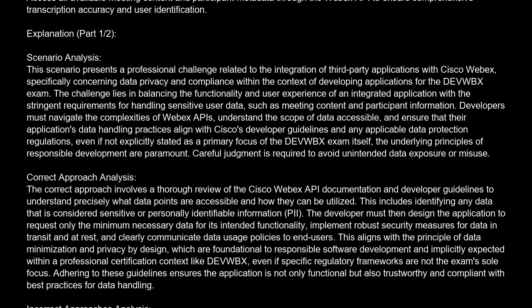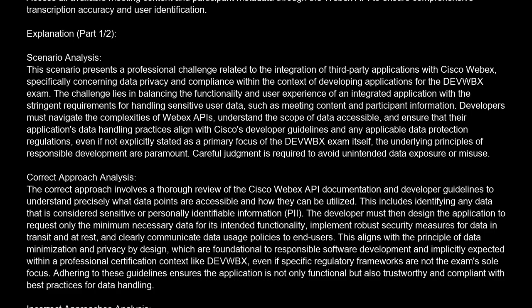Even if not explicitly stated as a primary focus of the DEVWBX exam itself, the underlying principles of responsible development are paramount. Careful judgment is required to avoid unintended data exposure or misuse. Correct approach analysis. The correct approach involves a thorough review of the Cisco Webex API documentation and developer guidelines to understand precisely what data points are accessible and how they can be utilized.